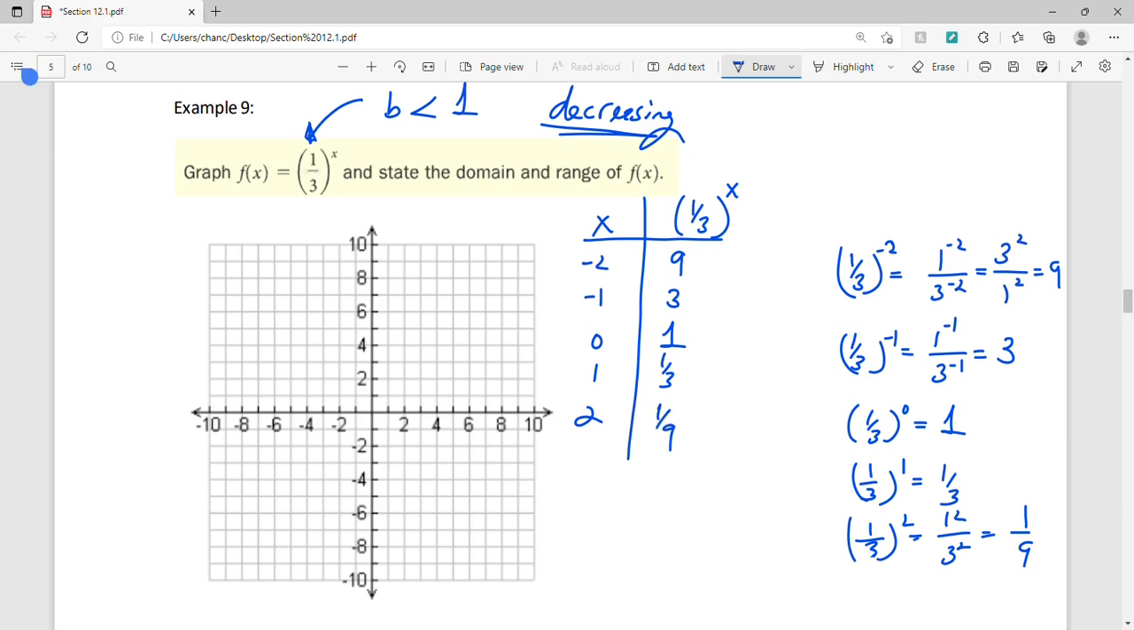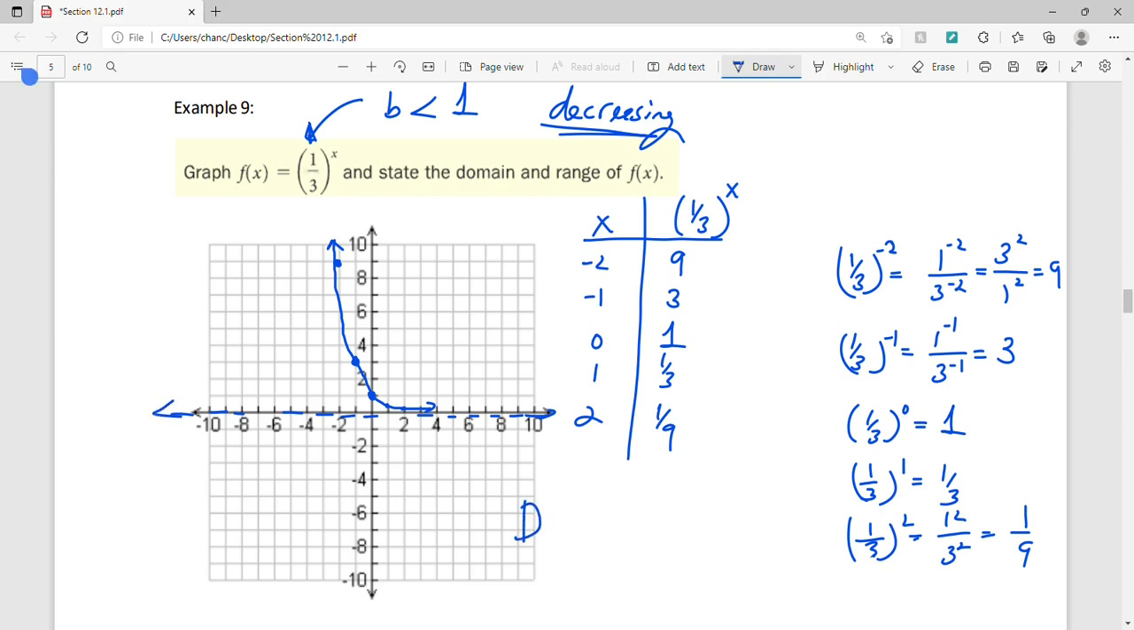Let's plot negative 2 comma 9 first. Negative 1 comma 3. 0 comma 1. 1 comma a third. And 2 comma a ninth. And you can see it actually looks like an exponential function, but it's decreasing really rapidly this time. It does not touch the x-axis again. This is another asymptote.